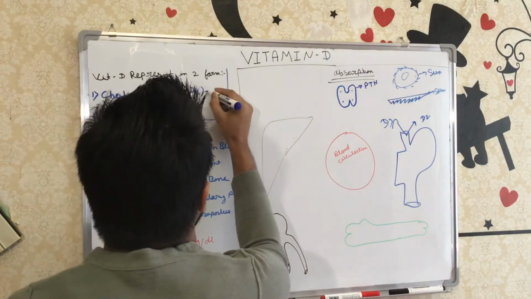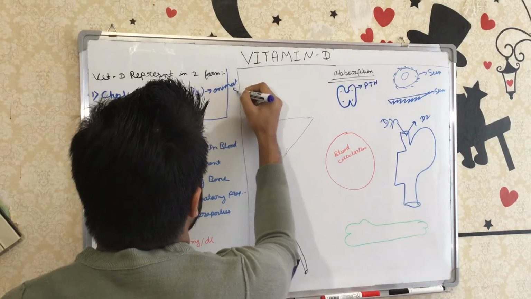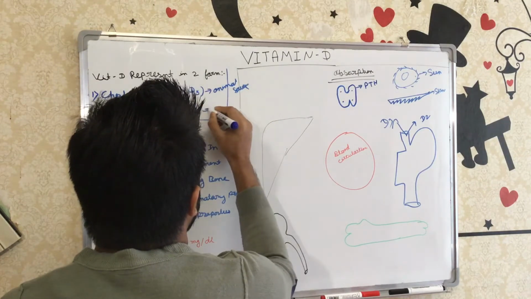So should I write here, vitamin D3 is the animal source, and vitamin D2 is the plant source.